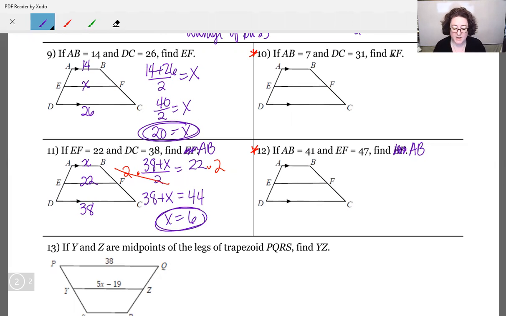So same thing in number 12, looking for the missing base. Again, fill the X in for the segment that you're looking for. Write out your equation, and then get at that X. Move everything away from the X.